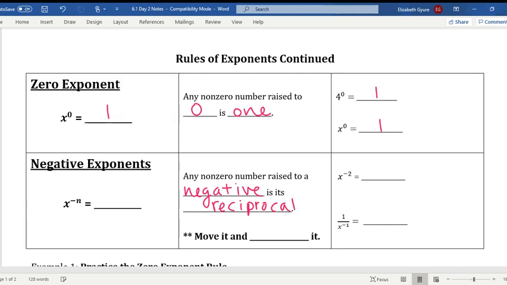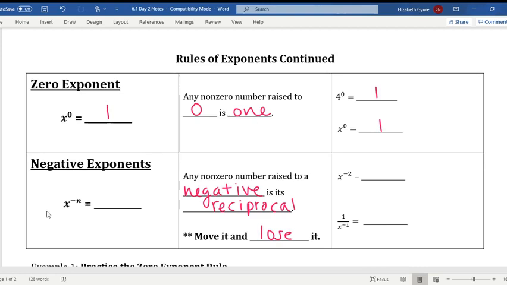Remember, we talked about reciprocals when we did slopes. Reciprocal is a fancy way of saying flipped around. Okay, so if you have a negative exponent, you're going to take your number and flip it around. And our cute little way of remembering this is move it and lose it. We move our number to the opposite side of the fraction and we lose our negative.